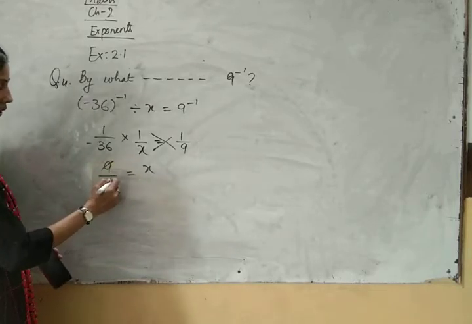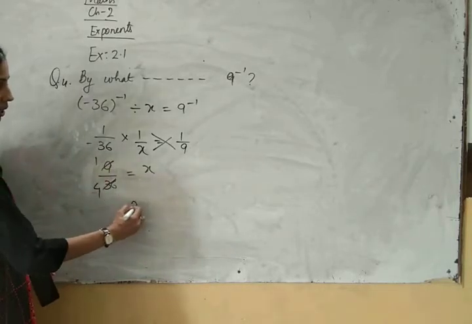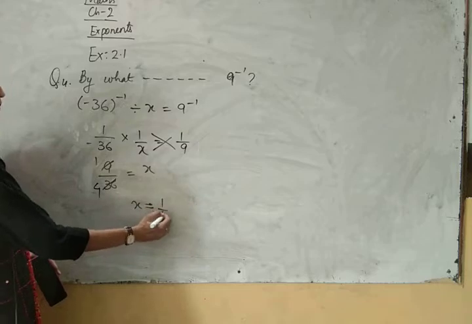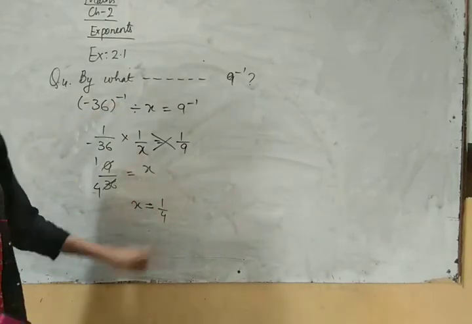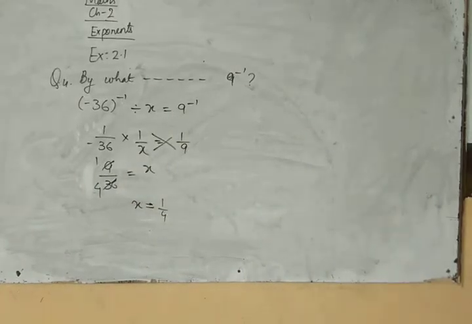Now we have to solve it. 9 ones are 9, 9 fours are 36. Answer will be 1 upon 4. So we have to divide minus 36 to the power minus 1 by 4. Then the quotient will be 9 to the power minus 1.